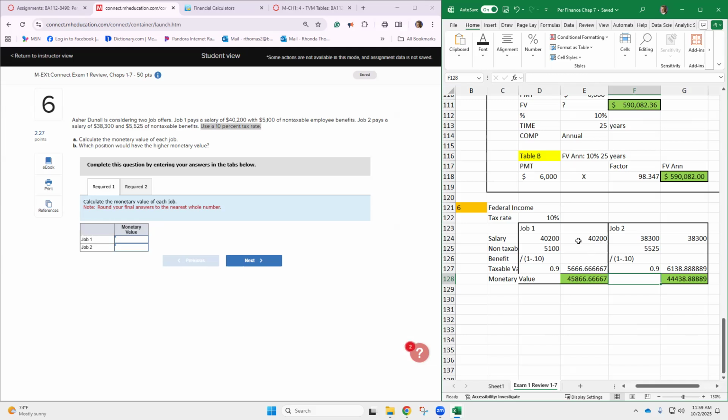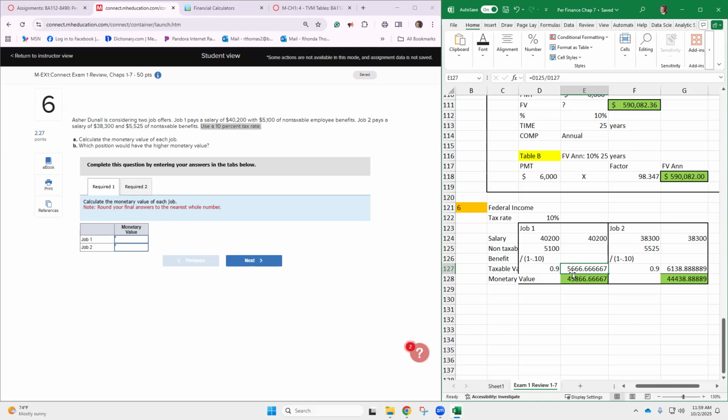Monetary value. The monetary value is the salary plus those benefits turned it. We've got to change it like they would be taxed. Okay, we're going to pretend they would be taxed. So if you had a taxable benefit of $5,100 or $5,525, you would add the taxes back by taking that amount and divide it by 1 minus your tax rate.